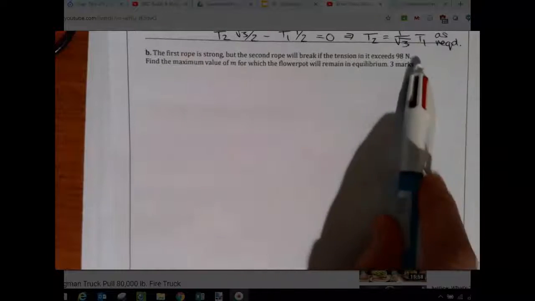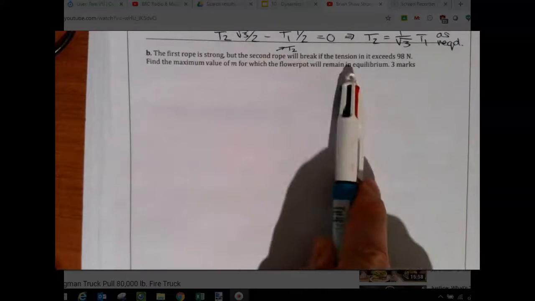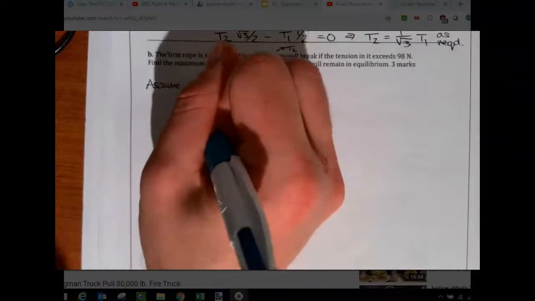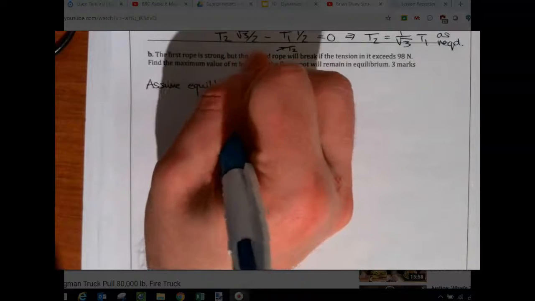What's going on now? The first rope is strong, but the second rope will break if the tension exceeds 98. Second rope, that means we're talking about T2 here. Find the maximum value of M for which the flower pot will remain in equilibrium, going for 3 marks. So I've resolved horizontally in the first part. I'm definitely going to be resolving vertically now, but I'm going to assume that it's in equilibrium. That's what this whole question is about. They're saying if it's in equilibrium, what's the maximum the mass can be?